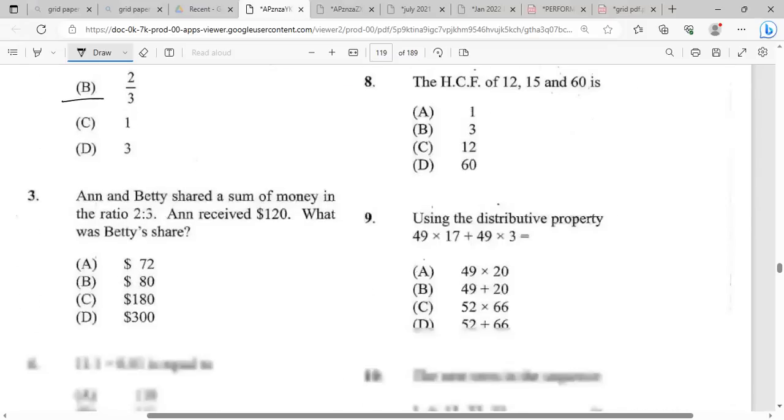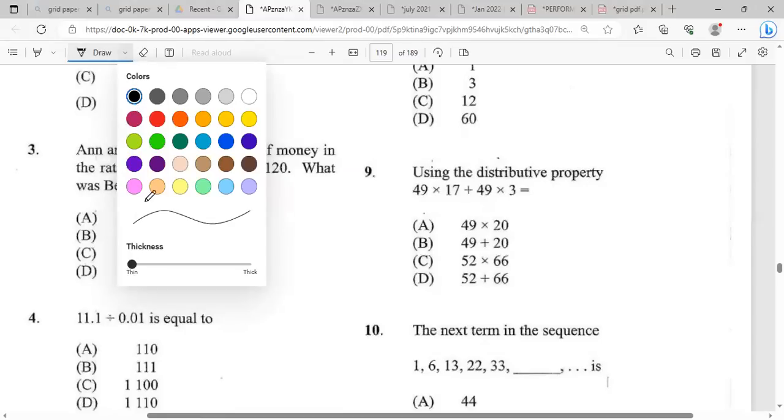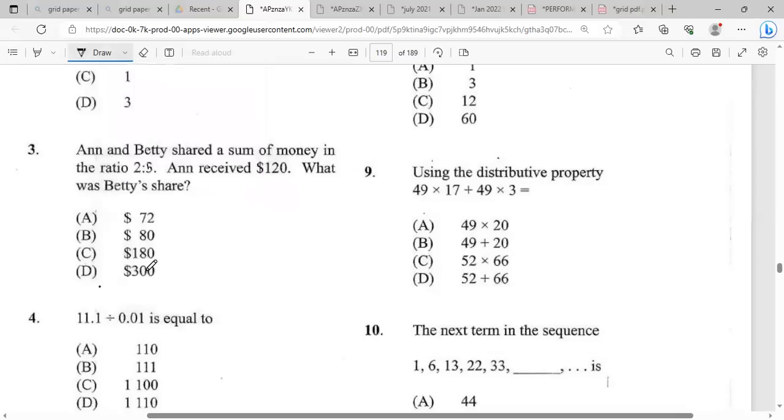Betty and Betty shared a sum of money in the ratio 2:3 and received 120. What was Betty's share? Let me just fix this, guys, because it's a 3, so I don't cause any confusion. Let me make this a little bit bolder and thicker. So 2 to 3, right?